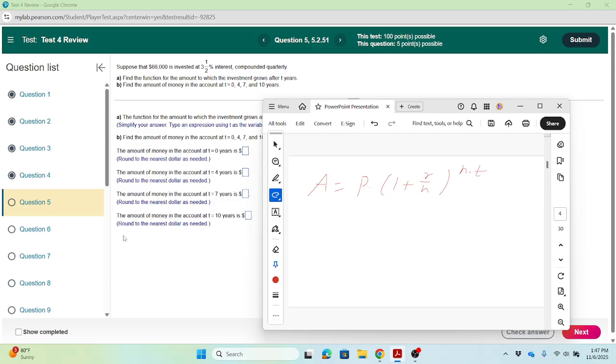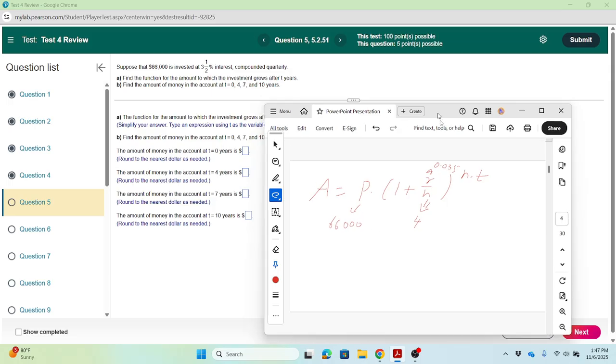So in this question, the principal is 66,000. That's the invested money. The rate is 3.5, so the rate would be 0.035. 3.5 means 3.5 divided by 100, that will be 0.035. Quarterly means there are 4 quarters in a year, so n equals 4, and then this is the function. So find the function for the amount to which the investment grows after t years. So this is the function.